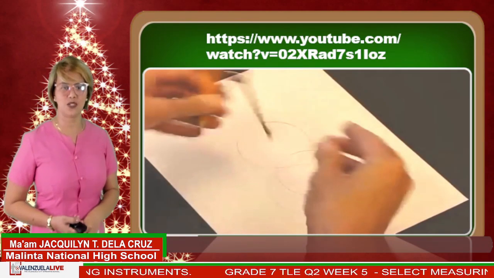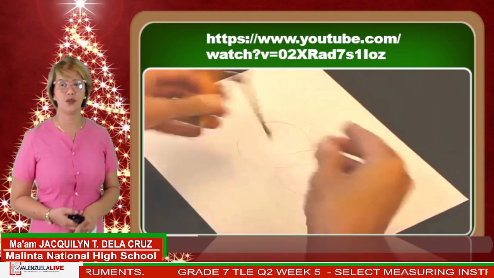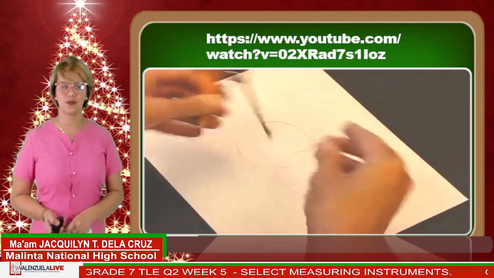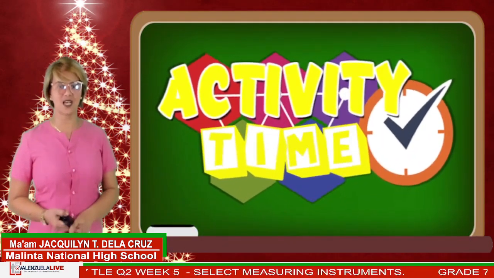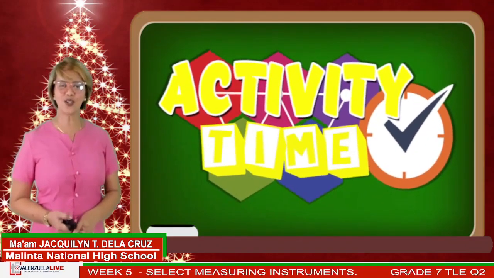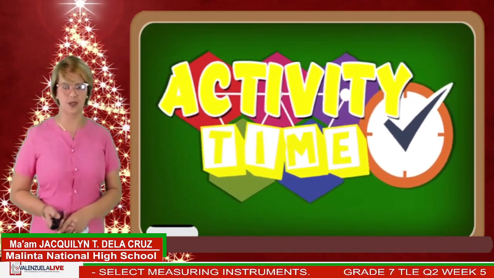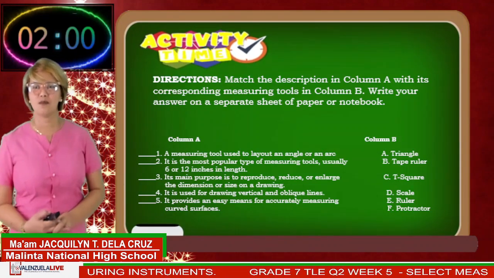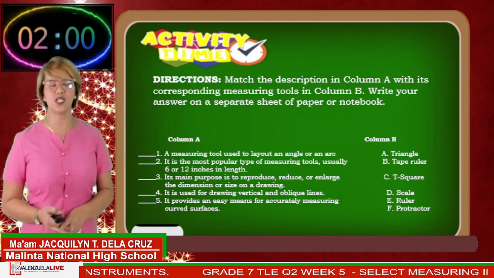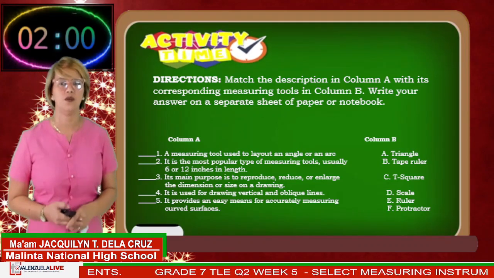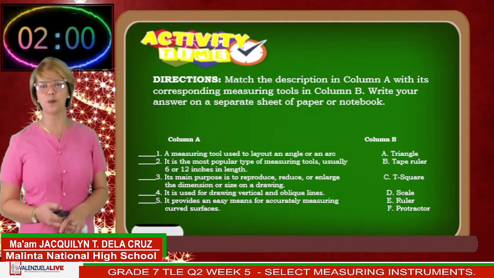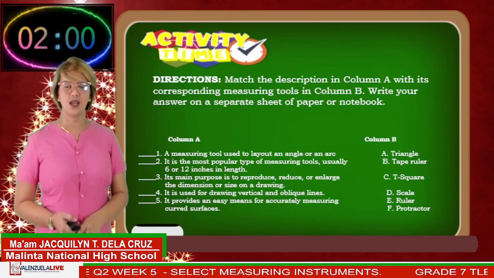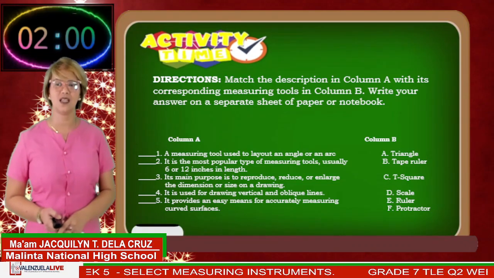Once again, these are the measuring tools that can create geometric shapes. Ruler, triangles, triangular scale, protractor, and compass. To test your understanding about this topic, get your notebook and answer this activity. Directions. Match the description in column A with its corresponding measuring tools in column B. Write your answer on a separate sheet of paper or notebook. I will give you 2 minutes to answer, and your timer starts now.